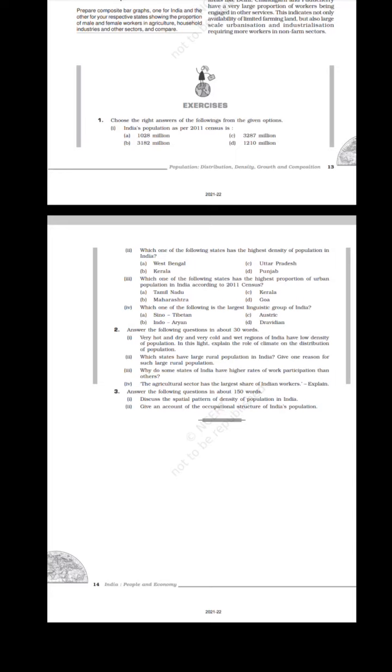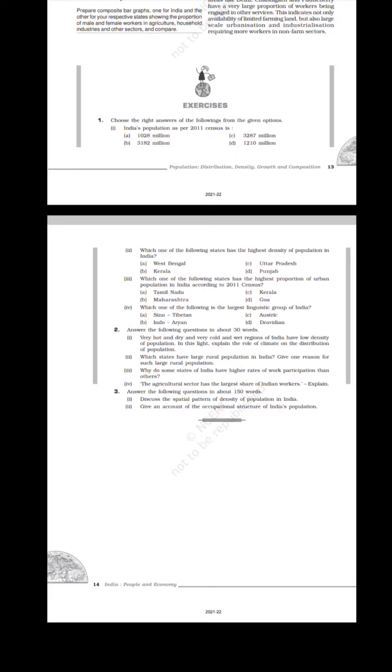Answer the following questions in about 30 words. Very hot and dry and very cold and wet regions of India have low density of population. Is it right? Explain the role of climate on the distribution of population. Which states have large rural population in India? Give one reason for such large rural population. Why do some states of India have higher rates of work participation than others? The agriculture sector has the largest share of Indian workers. Explain.